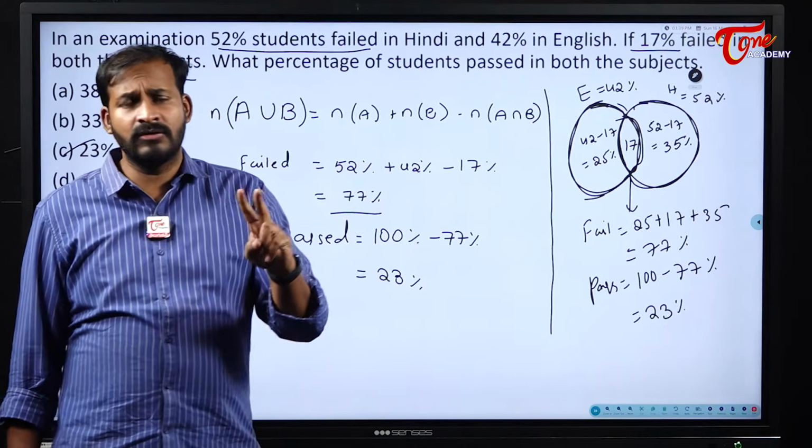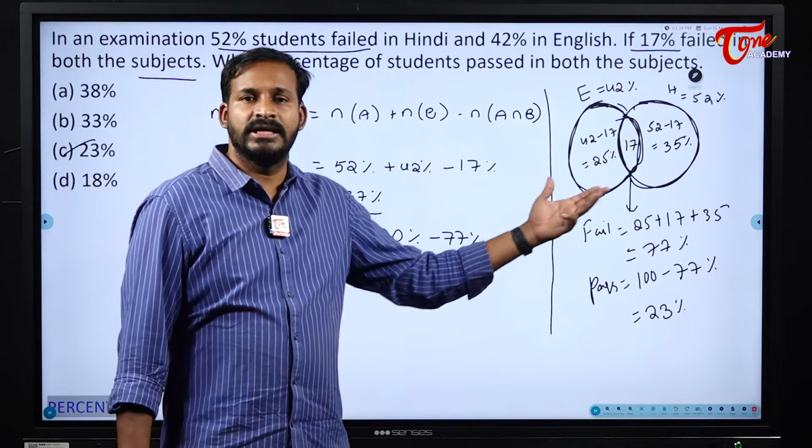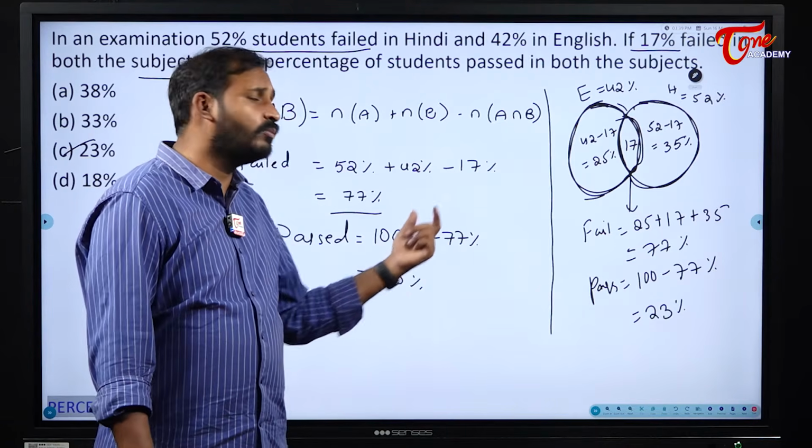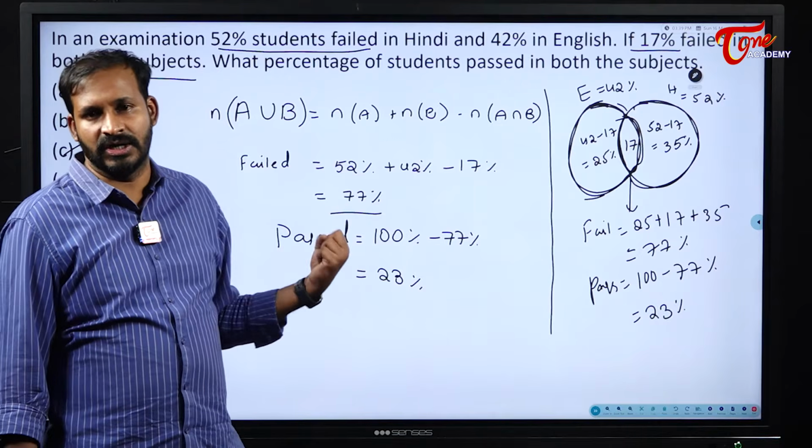If there are only 2 things, go with the set. If there are more than 2 objects, then go with the diagram. You should be good in both the things. Then only you will get the answers very quickly based on the questions which you attempt.